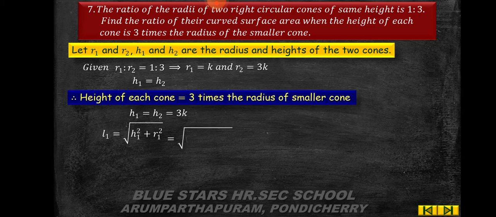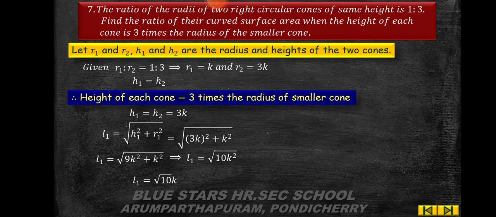L1 is equal to root of H1 square plus R1 square, which is equal to root of 3K the whole square plus K square. L1 is equal to root of 9K square plus K square. So L1 is equal to root of 10K square. So L1 is equal to root 10 K.